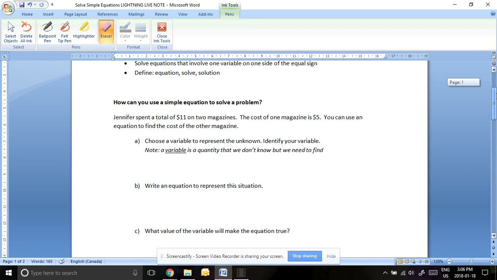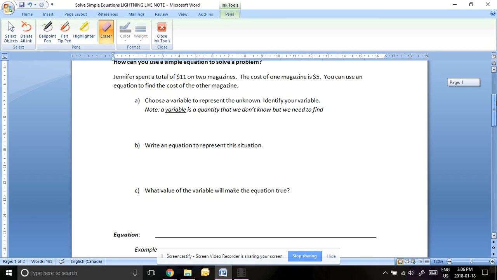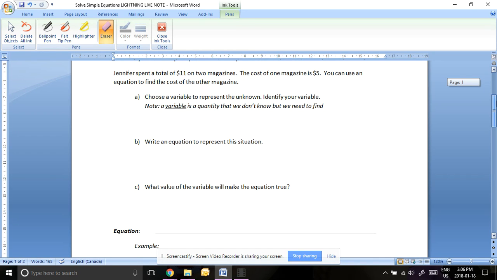Before we get to the method, let's look at a word problem where this might be useful, somewhere in the real world. Jennifer spent a total of $11 on 2 magazines. The cost of one magazine is $5. You can use an equation to find the cost of the other magazine.